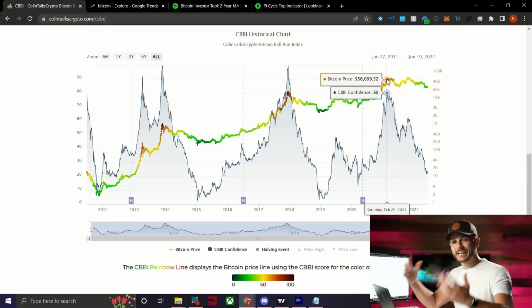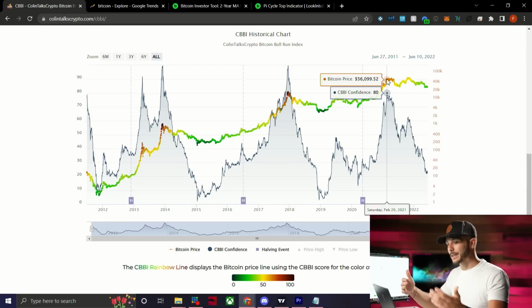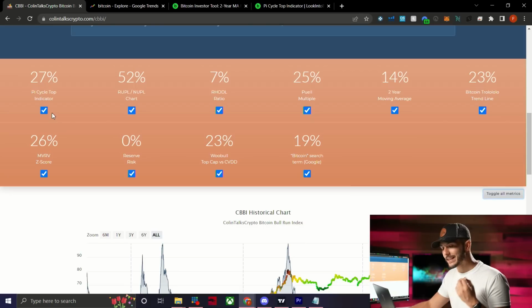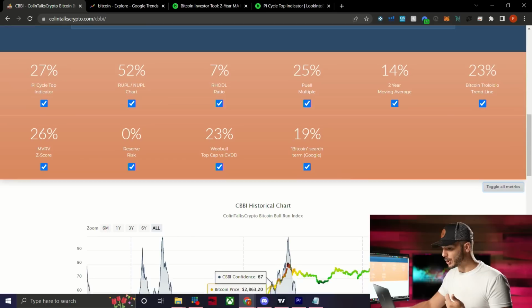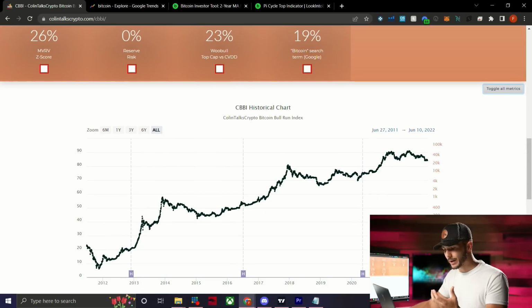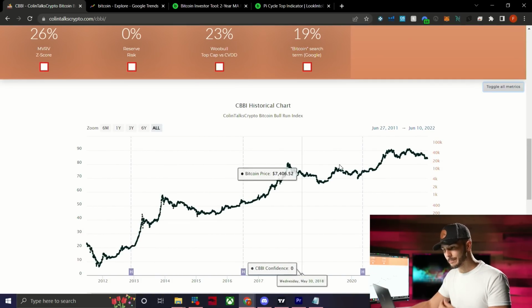So this isn't really a video about trying to time the tops and the bottoms. I just wanted to show you guys this tool because I think it's very, very helpful. And obviously you guys can see there are little check marks here. This allows you to turn each metric on and off of the chart. You also have this button down here that allows you to toggle all the metrics. So if you click that, they'll all get unchecked and you're left with just the Bitcoin price.